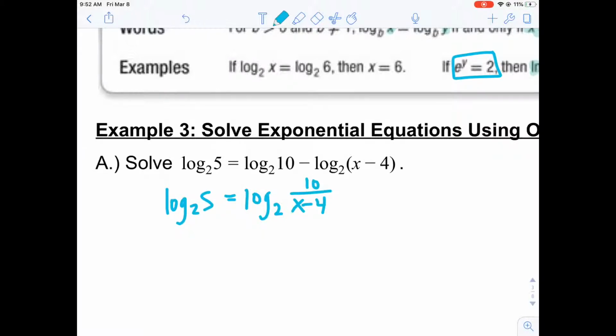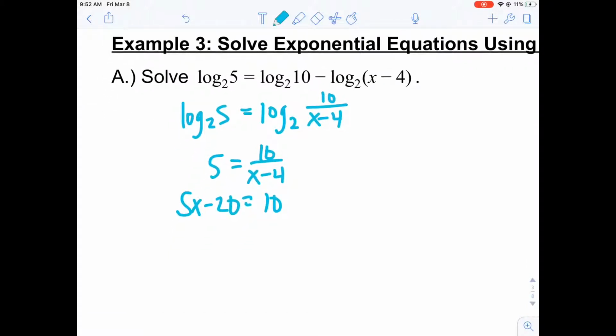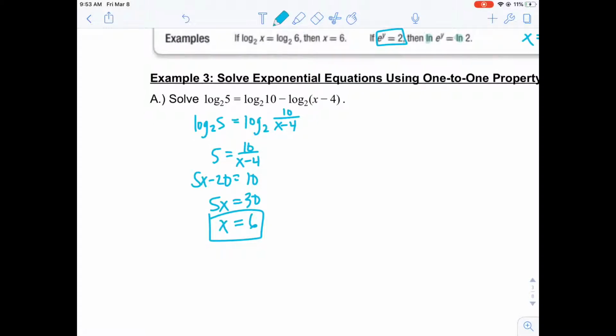Now I just have one logarithm on each side with the same base, therefore 5 has to equal 10 over x minus 4. I'm just going to go ahead and multiply by x minus 4 now. That's going to give me 5x minus 20 is equal to 10. 5x is going to equal 30, and so x has to equal 6. And that is our solution here for part A.